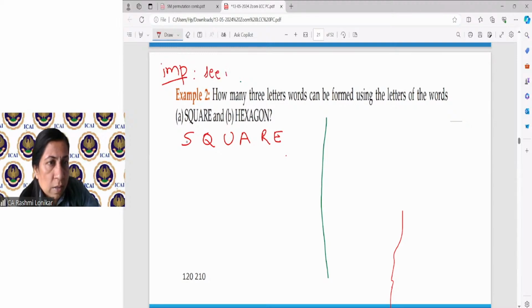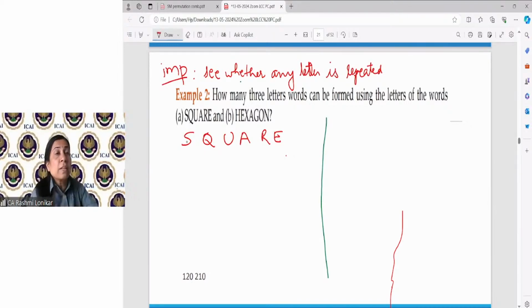Okay. First important step, see whether any letter is repeated. Because if any letter is repeated, they will say no letter can be repeated twice. So that time you will take it as one, and you will be able to solve those sums also. But that is a different thing. Sometimes they may ask you this.